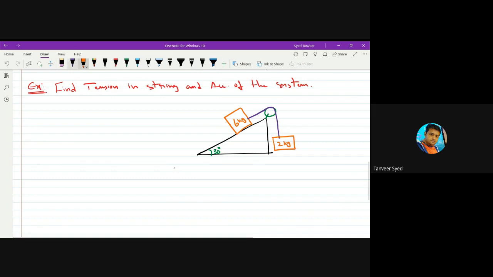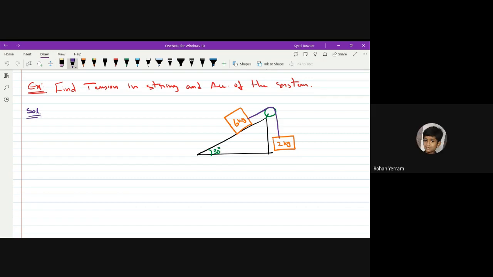Now, if the system is released from rest, what happens? Which block moves in which direction? Does 2 kg come down or go up? 6 kg slides down or slides up? 6 kg slides down the incline, because 6 kg is more than 2 kg.